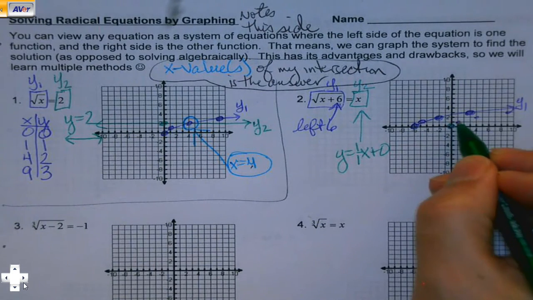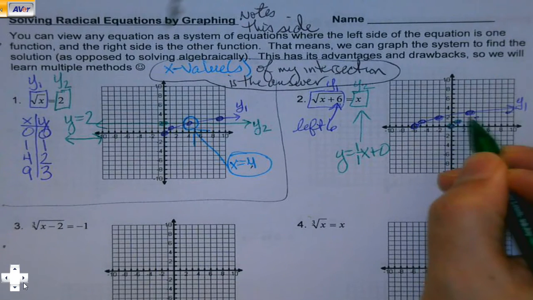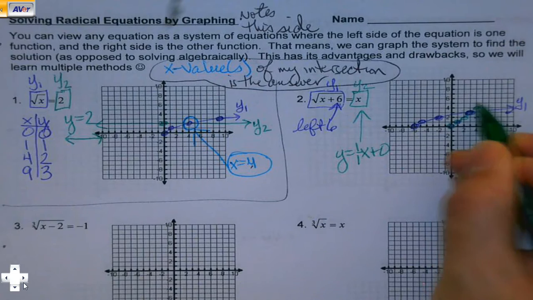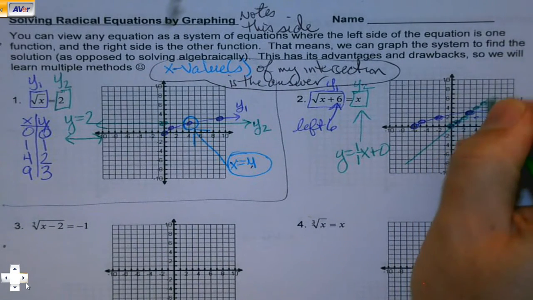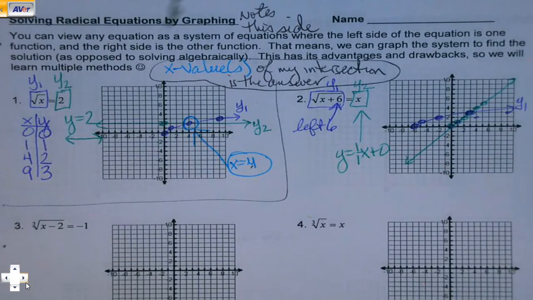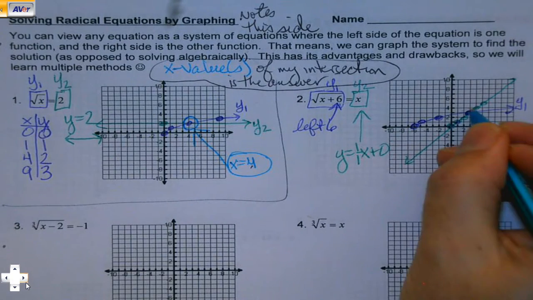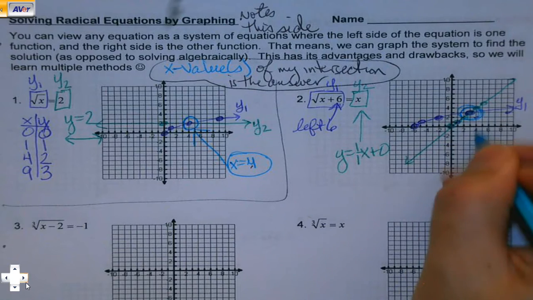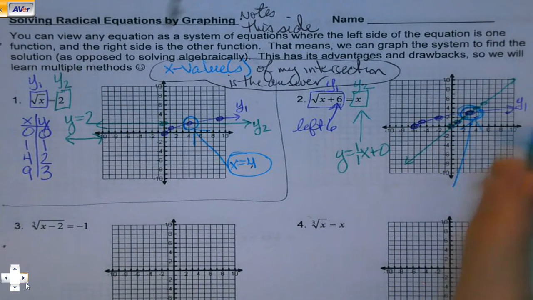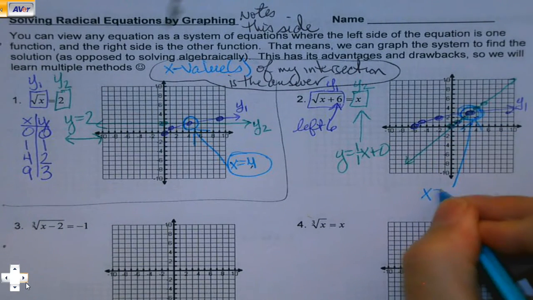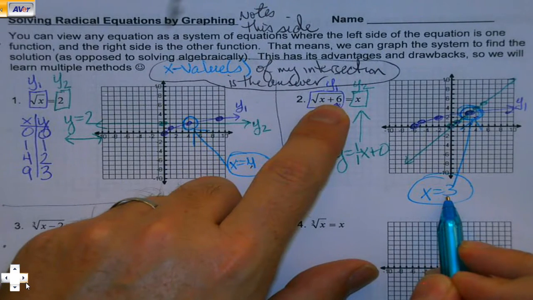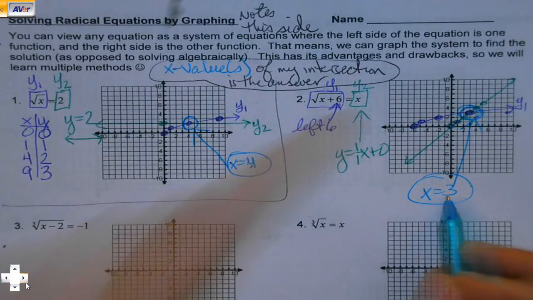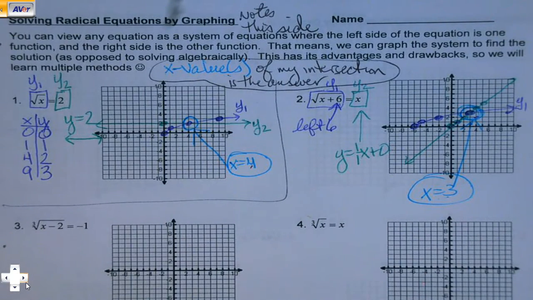Then I go up 1 and right 1. Up 1 and right 1. Up 1 and bingo! Up 1 and right 1. And I make a few more, but I already see where my intersection is. My intersection's right here, which looks like 3. Let's see if 3 makes sense. 3 plus 6 is 9. The square root of 9 is 3. Yep, that makes sense. And I get my answer.